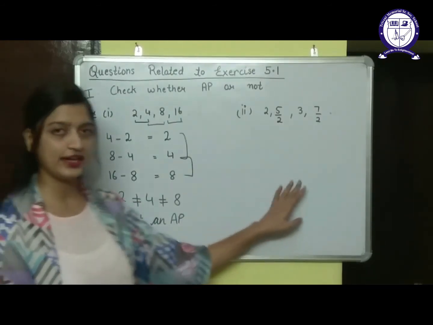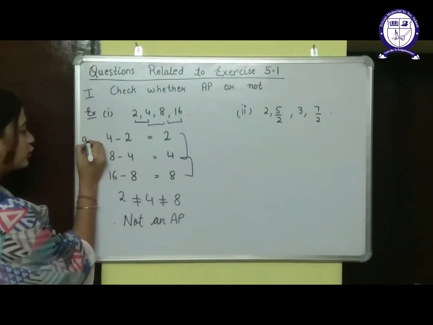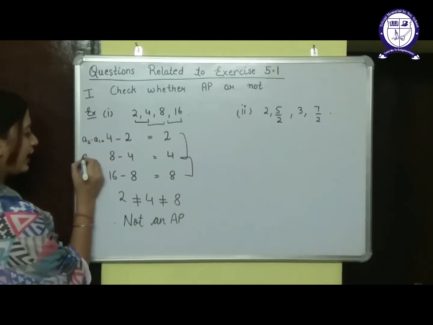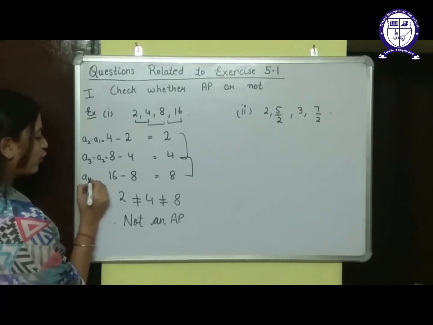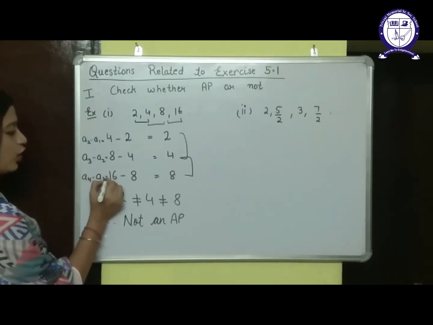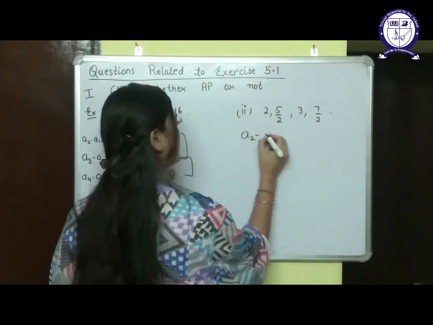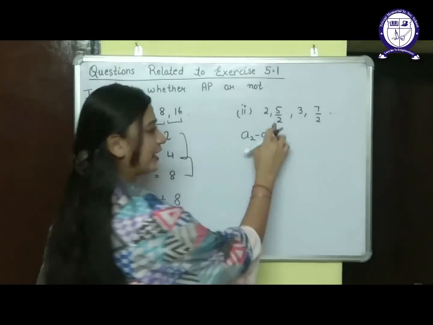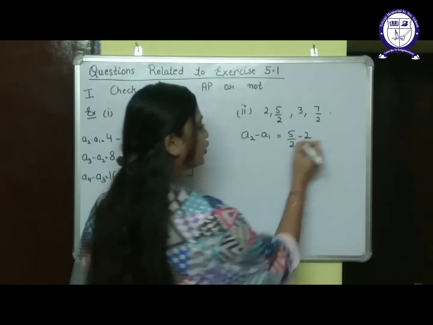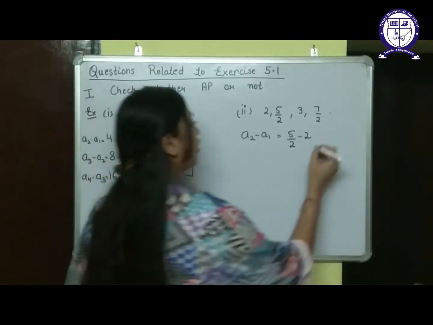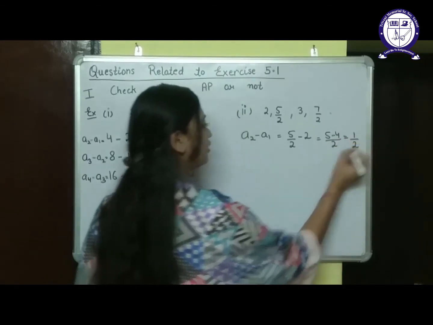Now let's take another example. The pattern is same. That is, you can write here A2 minus A1, A3 minus A2, and this is my A4 minus A3. Similarly, I am going to do here. It will be A2 minus A1. First thing, second term minus first term. 5 upon 2 minus 2. I can take the LCM. So 5 minus 4 upon 2, that is 1 upon 2.